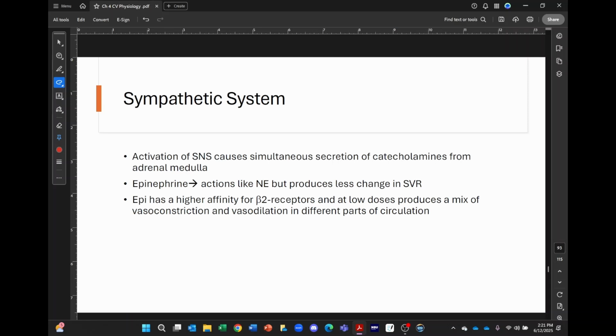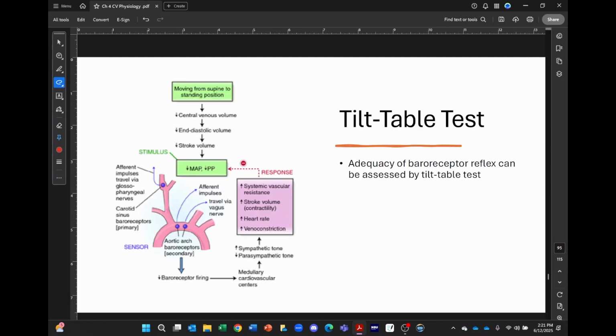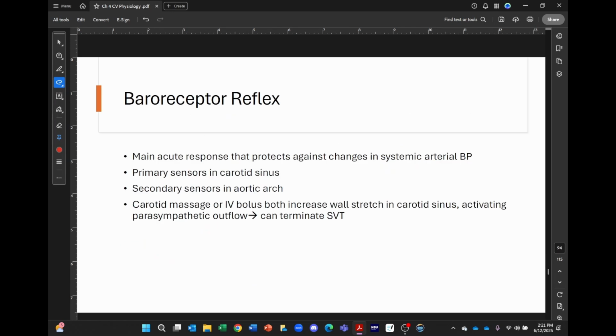Okay, so I mentioned this already. We get catecholamines from the adrenal medulla. The catecholamines are, and we'll finish in a second here, epi and norepi. Epi will have a higher affinity for those beta-2s, those skeletal muscle beds. Yeah, we'll stop here at this last one. Baroreceptor reflex. So changes in our systemic arterial blood pressure.